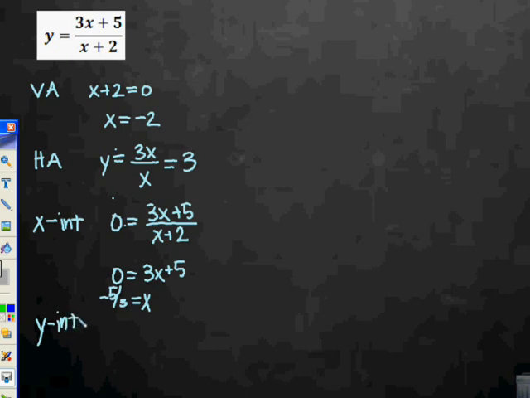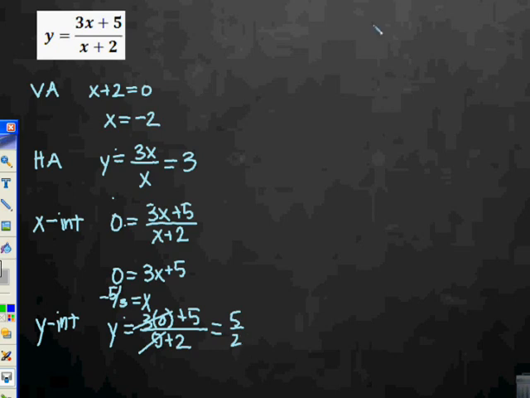And then my y-intercept is what I will get when I put 0 in for all of my x's. So I have y is equal to (3 times 0 plus 5) all over (0 plus 2). My 3 times 0 is gone, my 0 here is gone. And so I have positive 5/2 as my y-intercept.